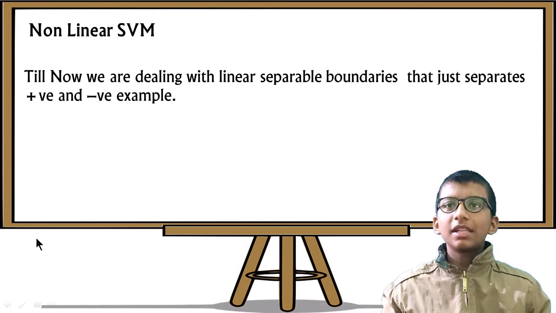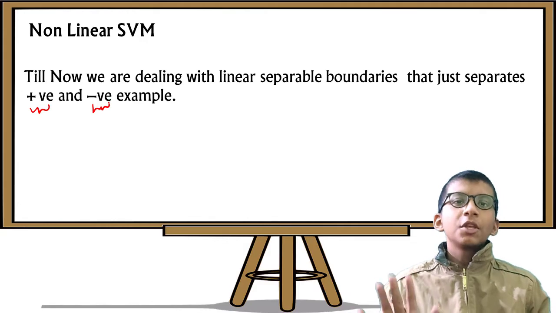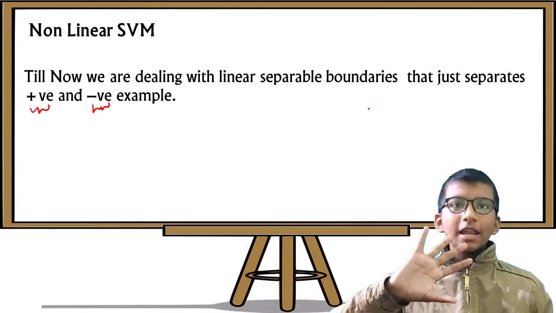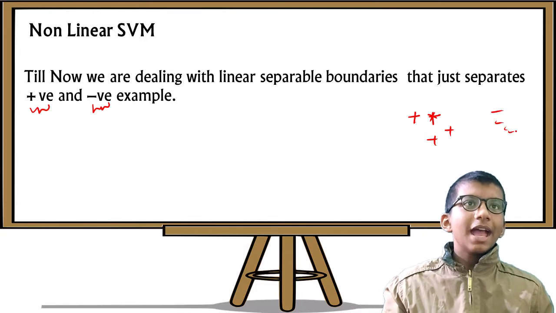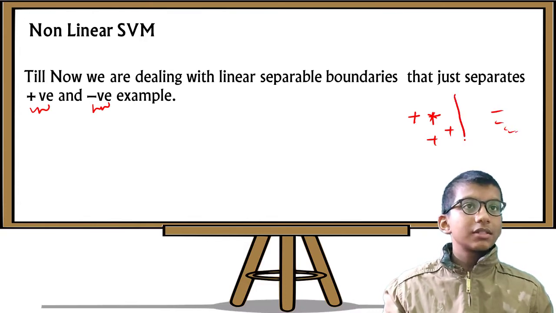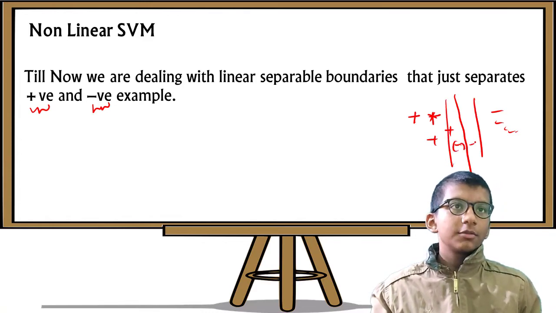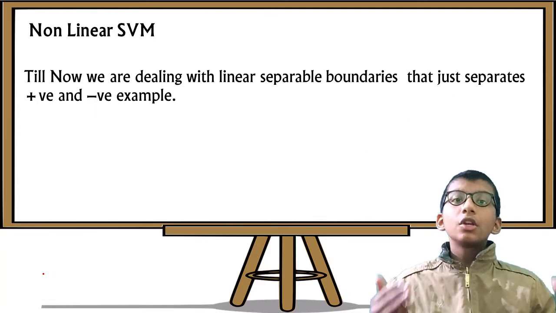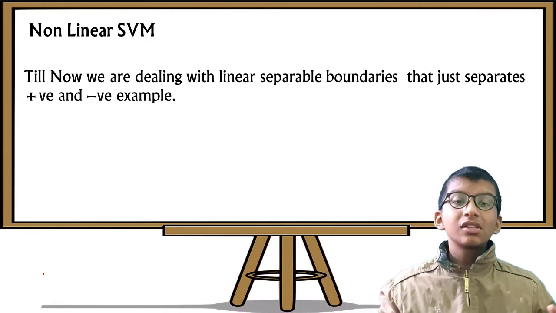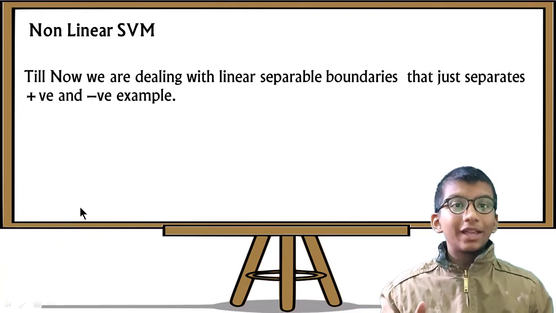Till now we have been dealing with only linear separable boundaries in support vector machines, where we just draw a straight line and classify positive and negative examples. In previous videos, we drew a line and separated the classes at a large margin, and we were good to go. But there are also non-linear boundaries in SVMs, which use complex functions to build non-linear boundaries. We'll take a look at that in this video.